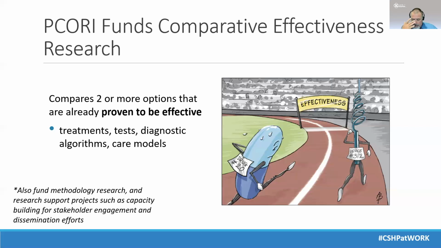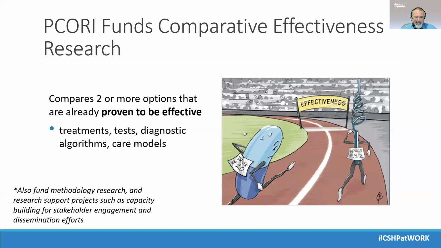And so the other things that PCORI fund are really important. They do make up a smaller portion of PCORI's budget, but they also fund methodology research, methodology into how to conduct comparative effectiveness research, and the types of methods that are used, like the statistical methods that are used to analyze the data or design the studies. So they fund studies like that. And then they also fund research support projects. And so ATS, I believe their funding is through an engagement award. And that is one of these types of research support projects.